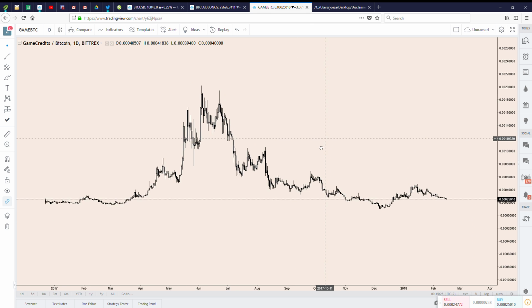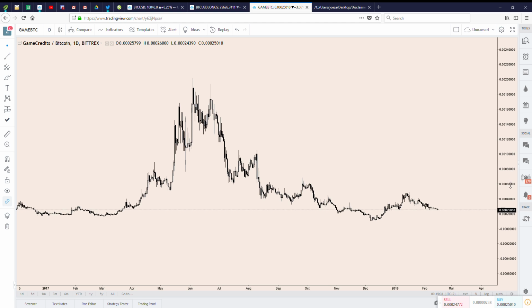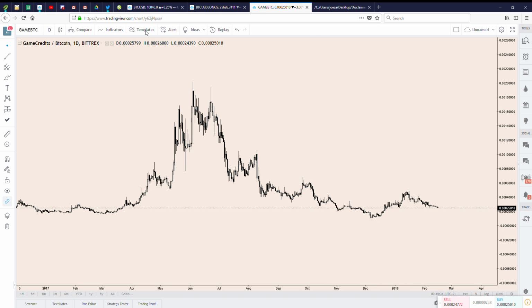Right, so the main thing that I've been using, and a lot of you guys have been asking me about it, I go into templates, right? And I use swing trading. Okay.